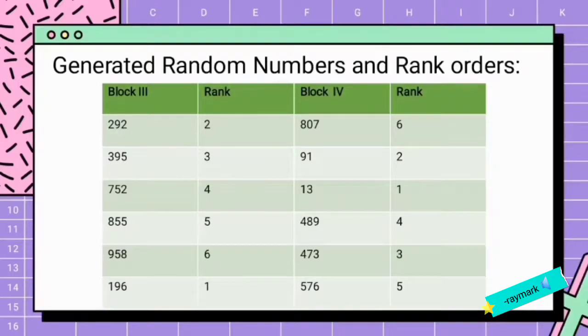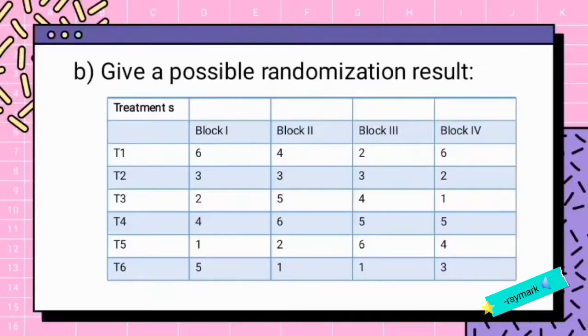Now, to give the possible randomization result, we'll utilize this table. In the first column, we have the treatments, and in the second, third, fourth, and fifth columns, we'll have the experimental units assigned, or the blocks from block 1 to 4. In treatment 1, block 1 to 4, we'll have the experimental units assigned 6, 4, 2, 6. Up to treatment 6, block 1 to 4, we'll have the experimental units assigned 5, 1, 1, 3.